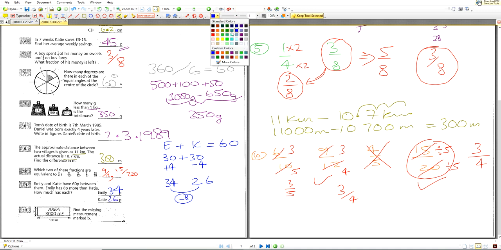Okay, another color. Let's go for this green here. Find the missing measurement marked B. Now the area, they've got a rectangle. We know the area is equal to length times width. The area is given as 3000. The length is 100. And the width is B. We don't know what the width is. So 100 times a number gives you 3000. What's going to be that missing number?